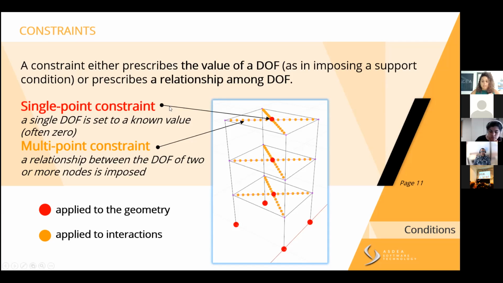Single point constraints are applied to a geometry. So you can apply a fixed condition of, for example, a hinge to an edge, to a face, or to a node. But if you want a multi-point constraint, you need to apply it to an interaction, not to a geometry. A multi-point constraint is a relationship between the degrees of freedom of 2 or more nodes of different geometries.